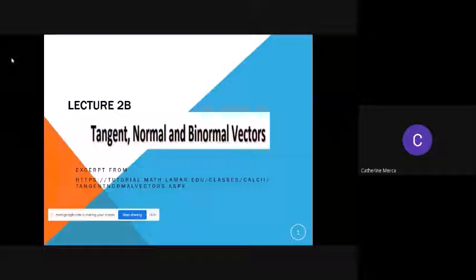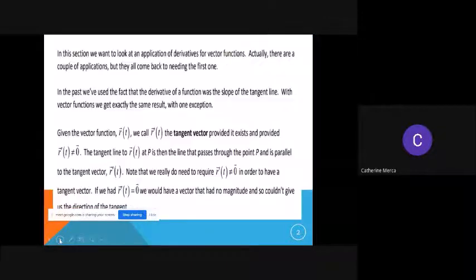The last one here for today is on tangent, normal, and binormal vectors. So this is actually an application of derivatives for vector functions. So what is a tangent vector? The tangent vector is actually the derivative of r of t.